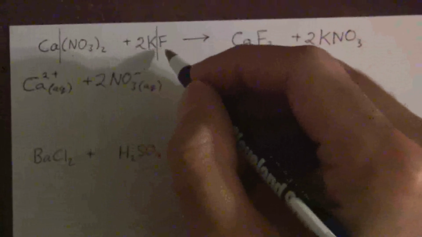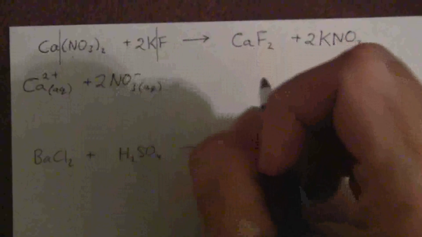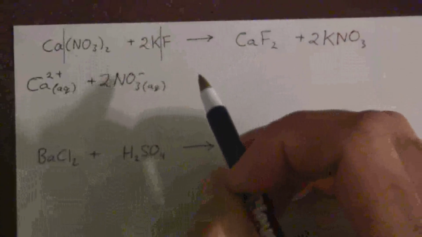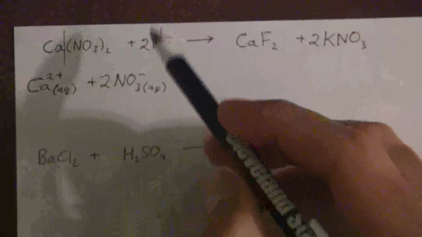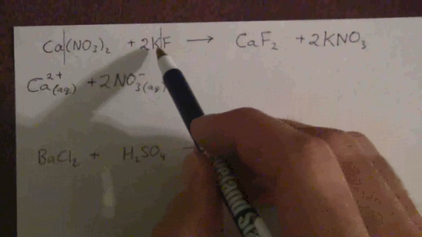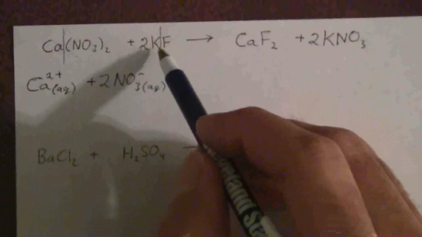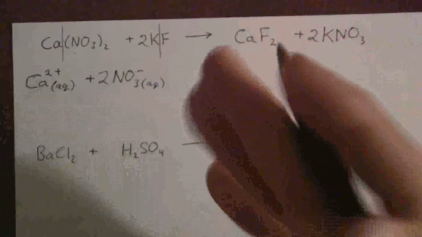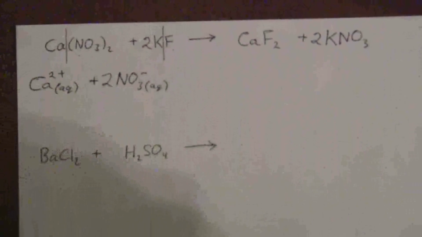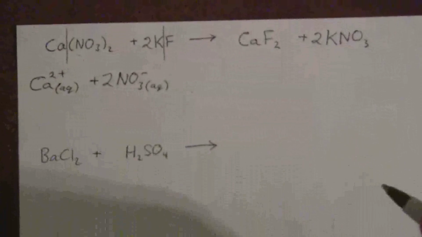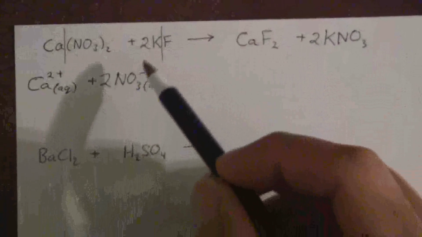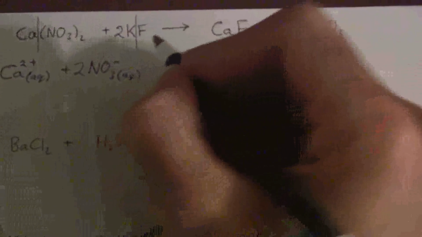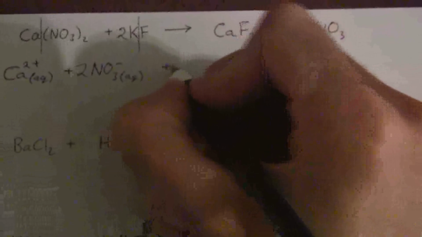Now I look at potassium fluoride, and I'll reference the solubility tables, and you'll probably have a reference that says potassium compounds are soluble. Any of those group 1 compounds, sodium, potassium, lithium, as well as ammonium, those are all soluble compounds. No exceptions. Okay, so that one's going to be soluble as well.